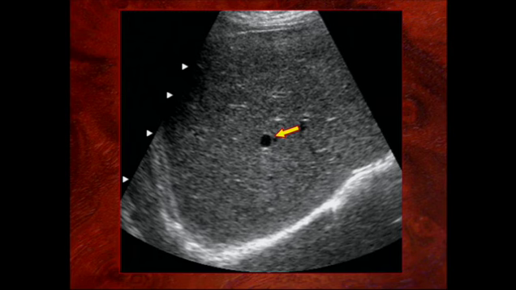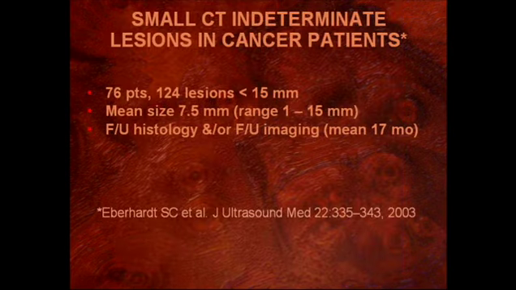Now this case raises an interesting dilemma. What do you do with cancer patients who have small indeterminate lesions seen on CT? Is sonography helpful in those situations? There was a nice study published in the Journal of Ultrasound in Medicine in 2003 that looked at 76 patients who had 124 lesions, all of which were less than 15 millimeters. The mean size of these lesions was 7.5 millimeters, so less than a centimeter in size.